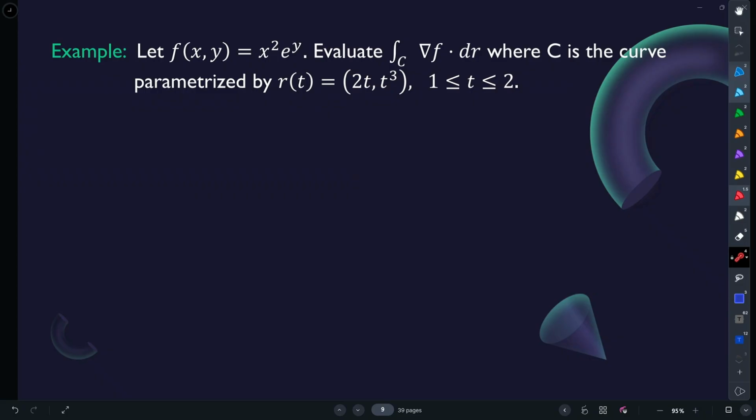So let's try it out. Let's take it out for a spin and see what happens. So suppose I want to evaluate this.